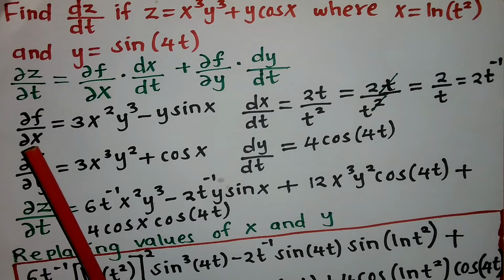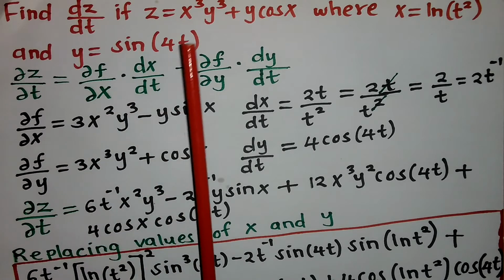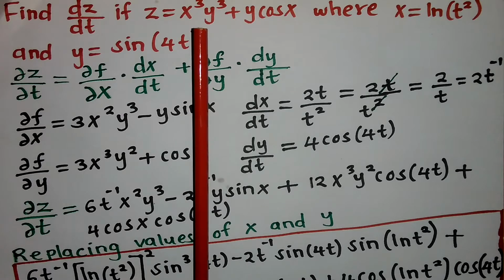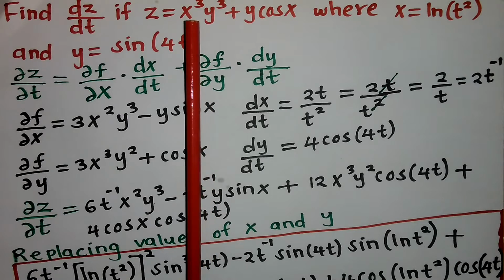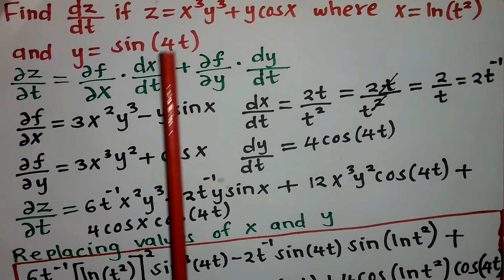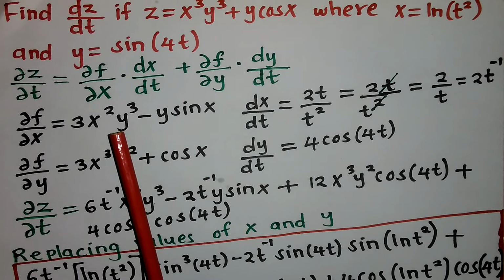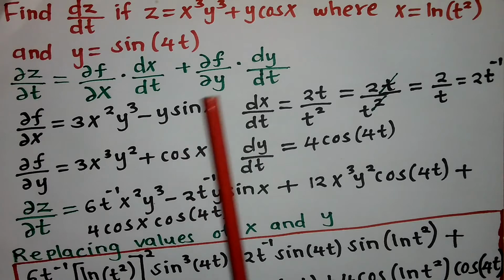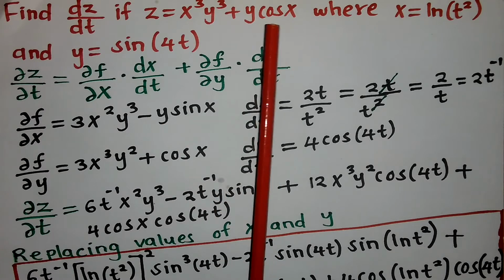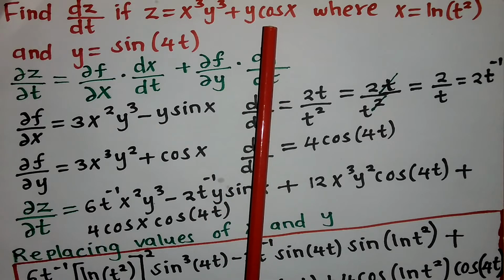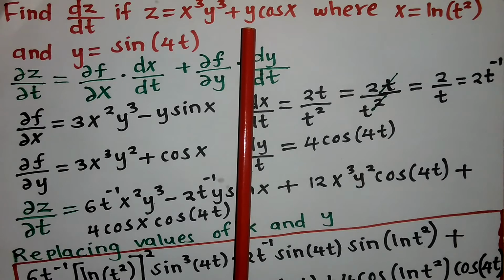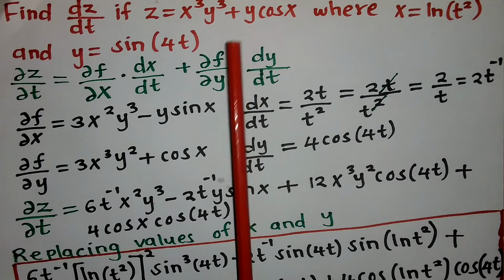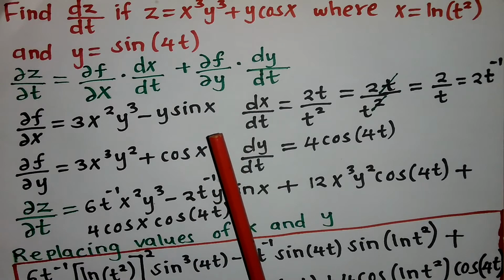The derivative of the function with respect to x, which means I'm treating y as a constant, is going to be given by the derivative of x cubed, which is 3x squared y cubed. The derivative of cosine is negative sine. Y in this case is a constant, so I'll have negative y sine x.